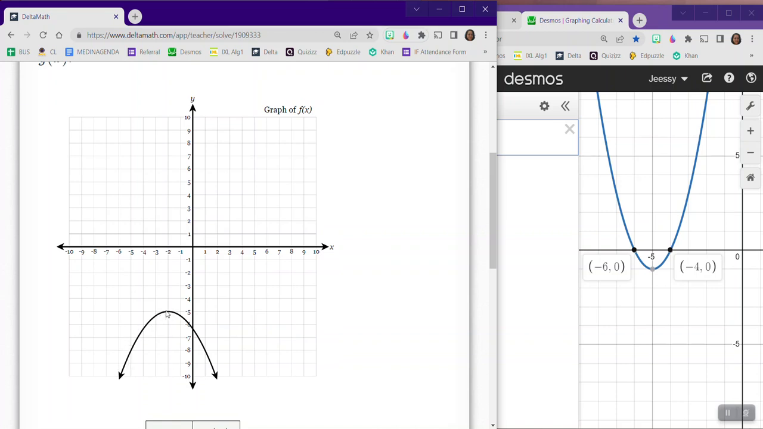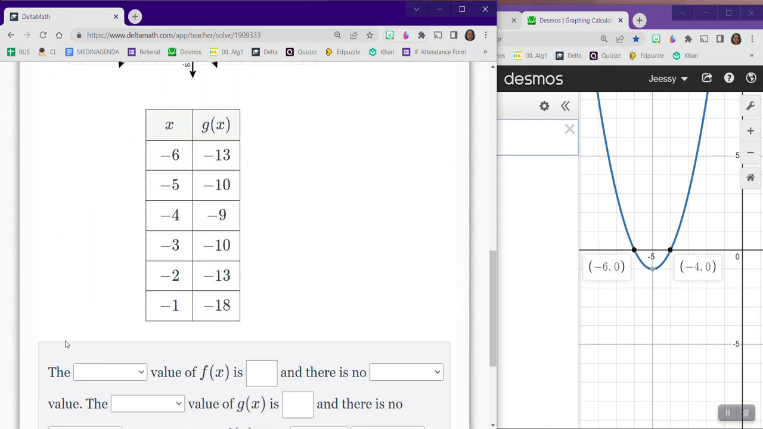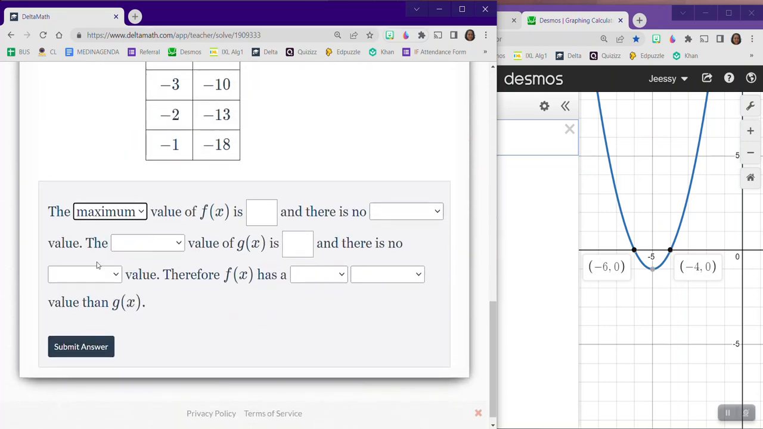F of x has a maximum. The maximum value of f of x is -5. And there is no minimum, right? If you have a maximum, then you don't have a minimum. All right, the something value of g of x. So what does g of x have, a minimum or a maximum?